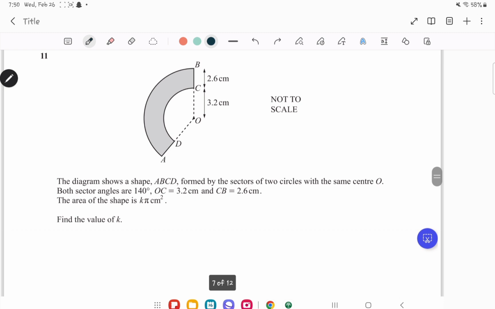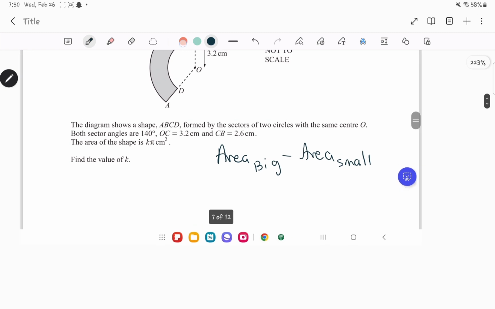So very simply, how could we find the area of the shaded region? It's very simply the area of the big sector minus the area of the small sector. Now, the area of any sector is what? It is angle over 360 times pi times radius squared. So it's going to be this minus this. Since they need pi in the answer, you are not going to be using pi on the calculator. You're just going to leave it aside.